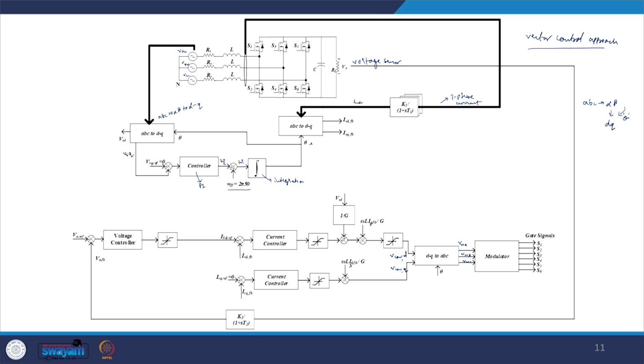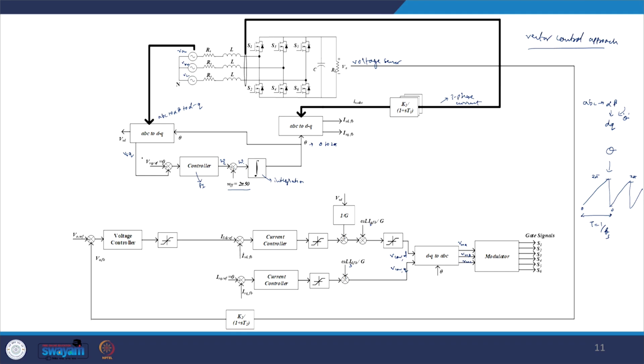And this theta information you can limit between 0 to 2 pi, and once it crosses 2 pi you can reset it to 0. So we can get the theta information. Theta will be varying: if you see this one, it goes from 0 to 2 pi, then 0 to 2 pi, again and again, and this time period is nothing but T, which is 1 by Fs, the line frequency we have. So from here we get the theta, and that theta we will use to generate VSD and VSQ.